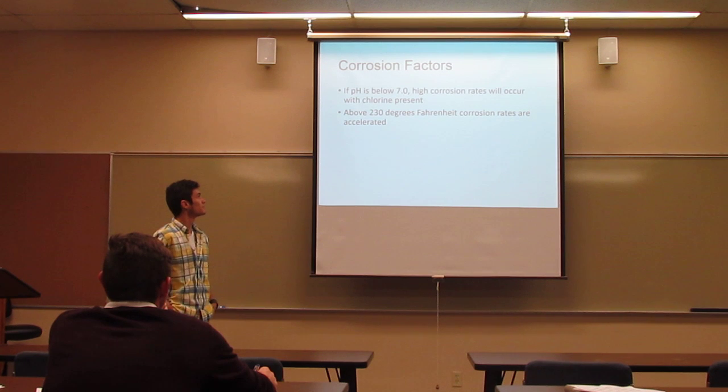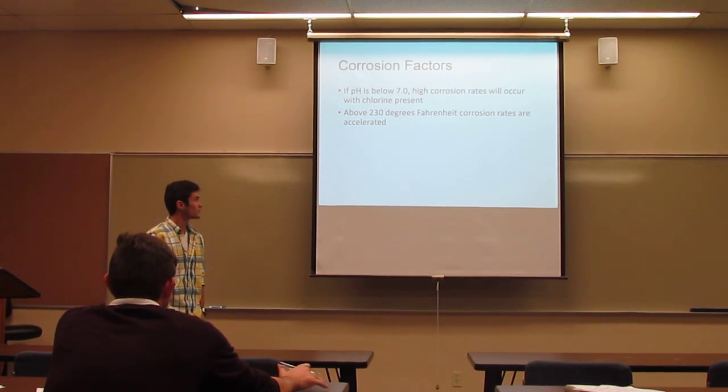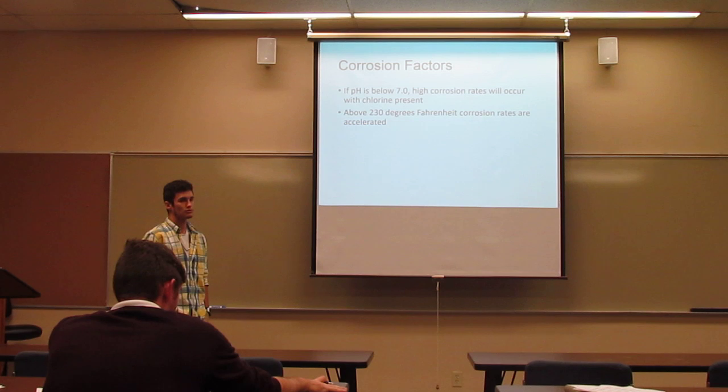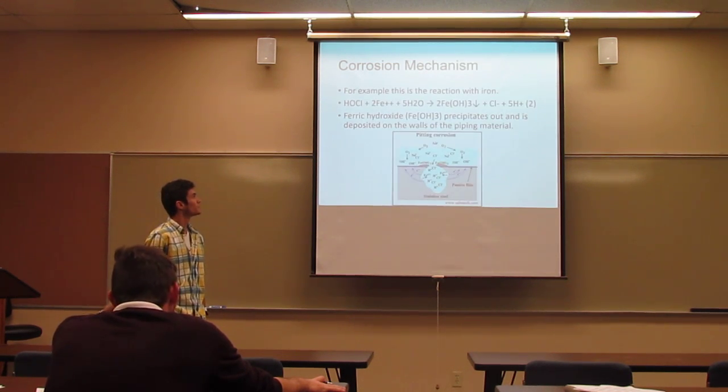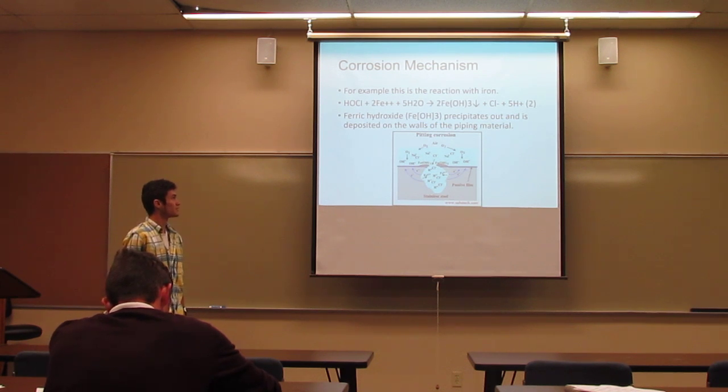Corrosion factors are going to be, if the pH is below 7, high corrosion rates will occur when chlorine is present. Above 230 degrees Fahrenheit, corrosion rates are accelerated, and from there on up. The corrosion mechanism, for example, this is the reaction with iron. Here's that equation. Ferric hydroxide precipitates out and is deposited on the walls of the piping material.